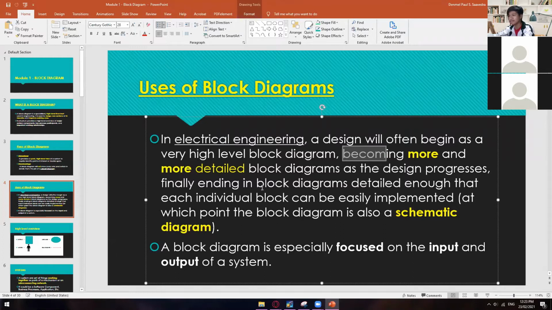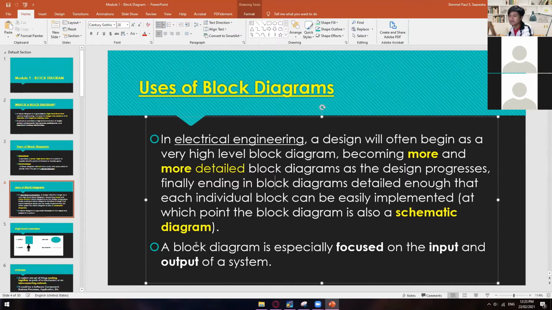Okay, so finally ending in block diagrams detailed enough that each individual block can be easily implemented, at which point the block diagram is now called a schematic diagram or a circuit diagram. Okay, so that is where every wiring and every component is already in there. It is a super detailed diagram. So when we say block diagram, it's a high level overview. When we say schematic or circuit diagram, it is a detailed diagram.